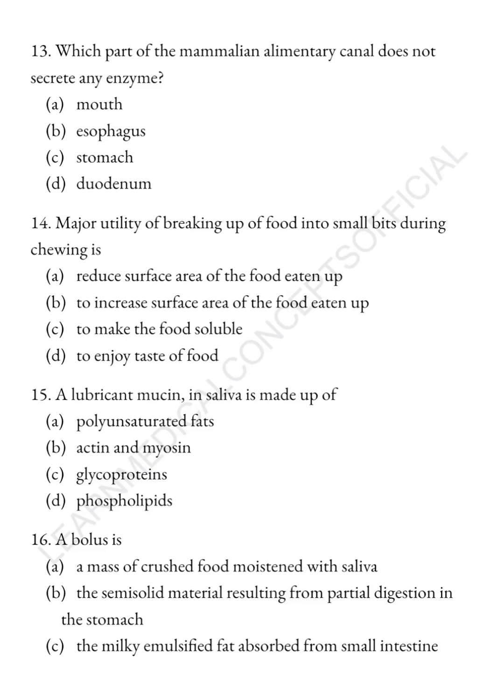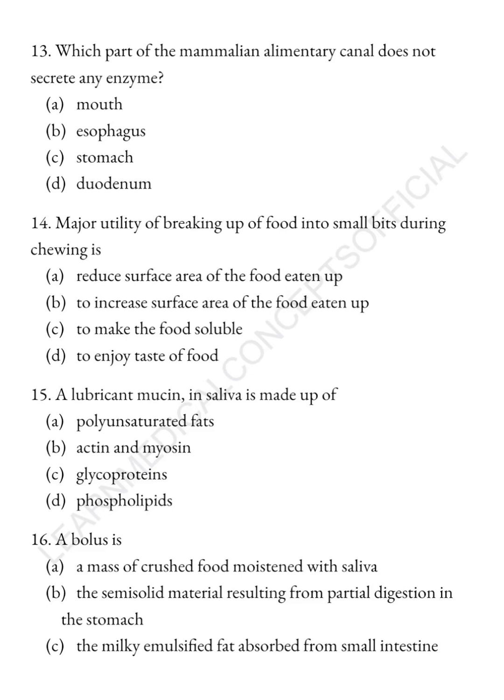Coming to the 15th one, the lubricant mucin in saliva is made up of option A, polyunsaturated fats, option B, actin and myosin, option C, glycoproteins, option D, phospholipids. And your time starts now. And the correct option is option C, glycoproteins.